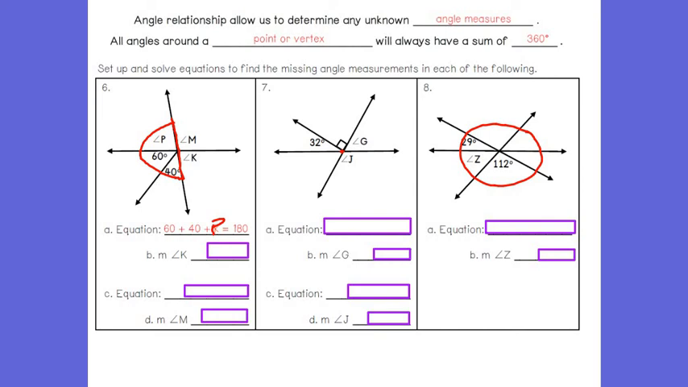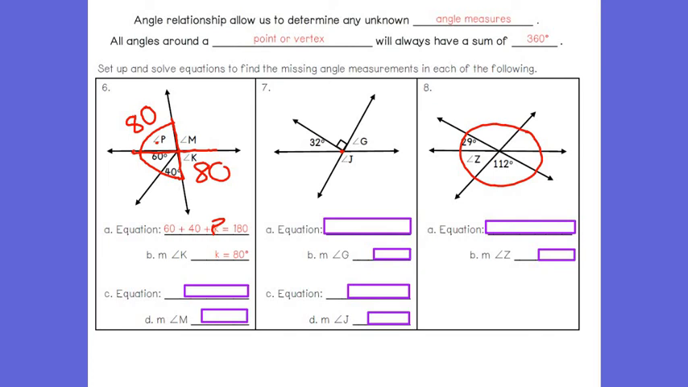Well, 60 plus 40 is how much? 100. So what does that mean P has to equal? 80. Okay. Well, there's that one. There's no special order in finding these. Everybody finds them in a little different order. Some people might notice that this P and M make a straight line, so I could find M. Some people notice P is what relationship with K? Vertical. So what does K have to equal? 80 as well. So I know K is 80 degrees.